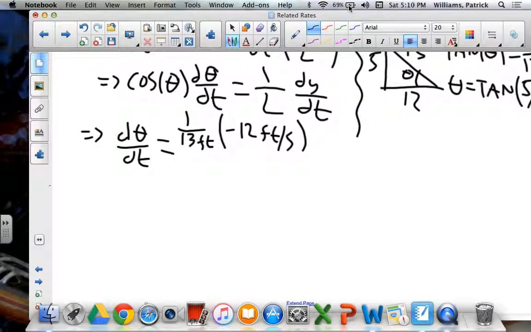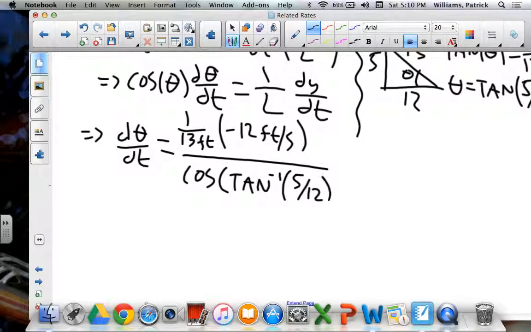So, okay, if we divide this by cosine of theta, which will be cosine of the inverse tangent of 5 over 12, we will get some number. I'm doing this in my head. I don't have a calculator on me right now, so I have no idea what that number is, but it's something, and it represents d theta dt.